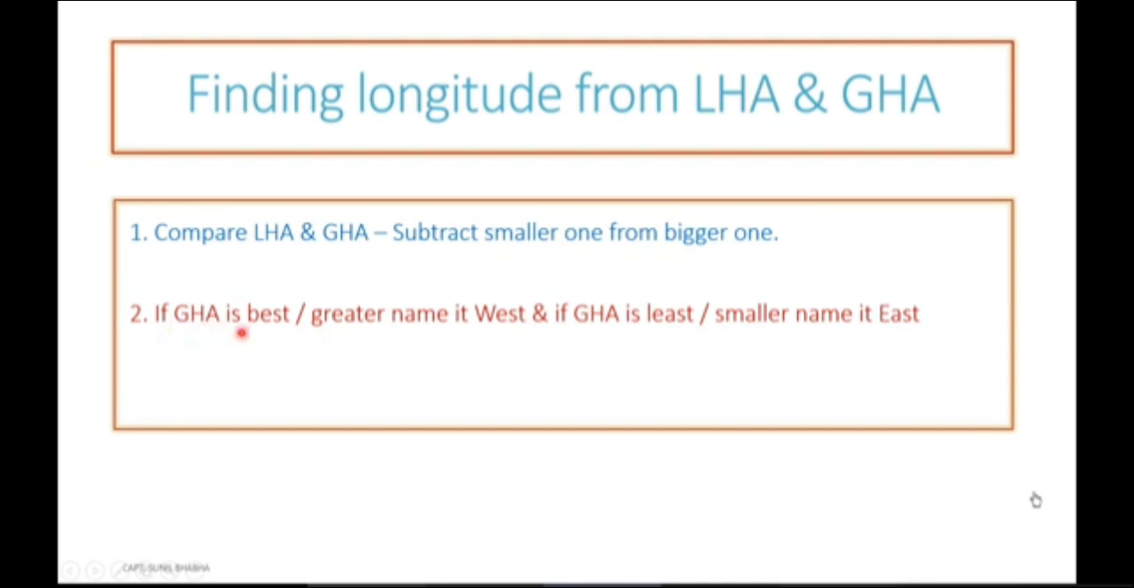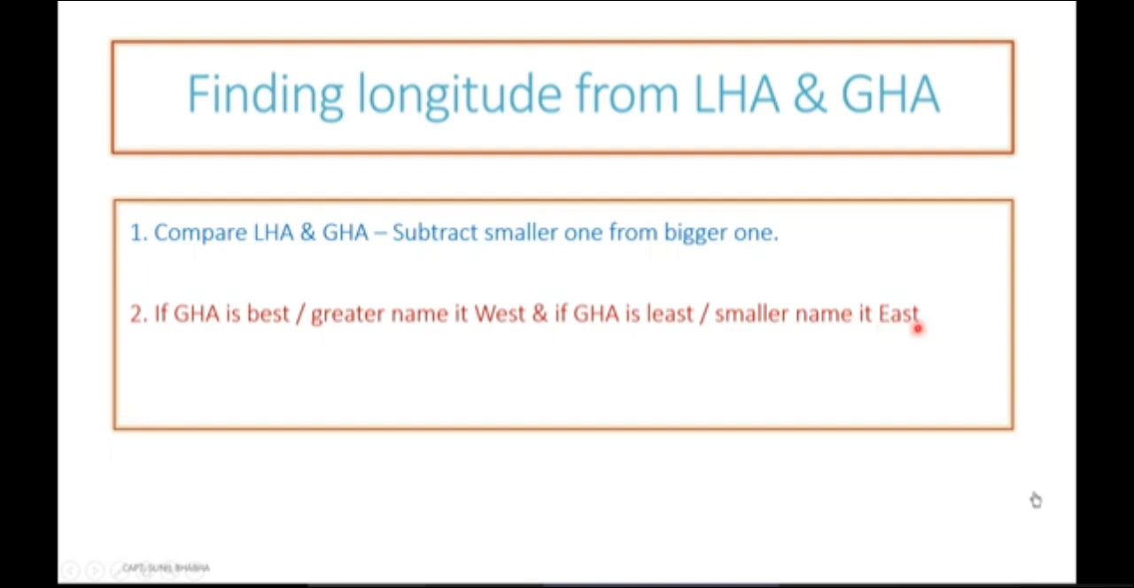In case GHA is best or greater, you give it the name west. And if GHA is least or smaller, you give it the name east. So you know we have that idiom, longitude west, GHA best. Longitude east, GHA least. So we are using that same idiom here. If the GHA is best, name the longitude as west. And if the GHA is least, name the longitude as east.